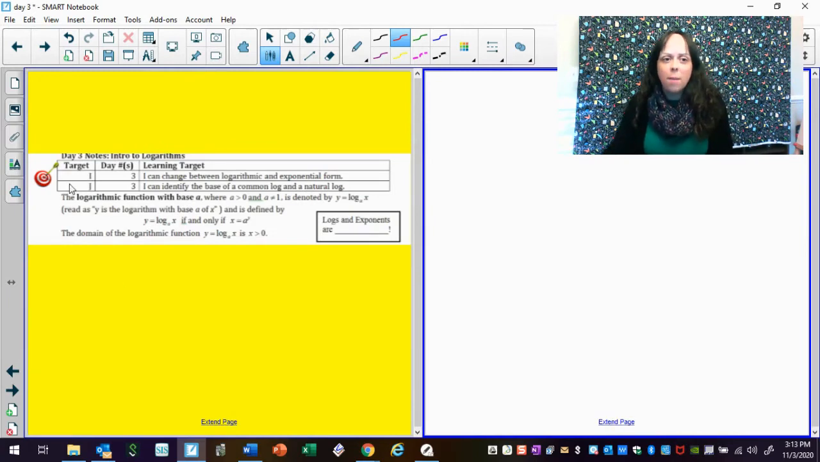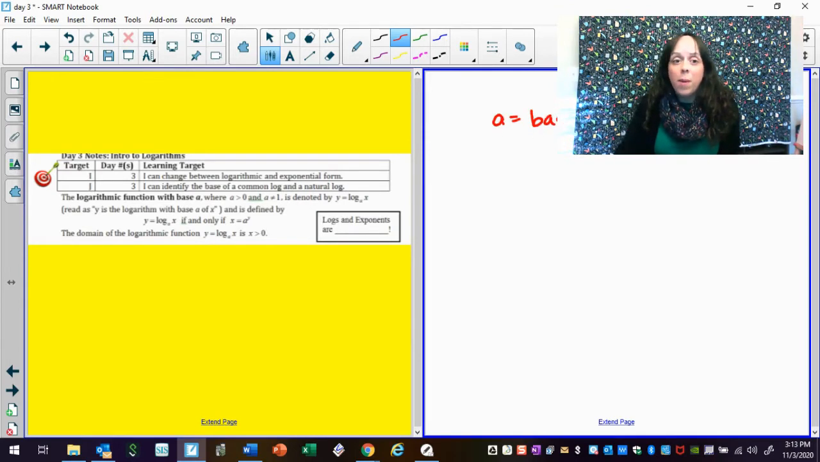As I look at this lengthy, crazy explanation of what you would find in a textbook about what a logarithm is, these are the basic ideas I want you to take away. The logarithm function with base a, where a is greater than 0 and a can't be 1. So a is your base, and your base is always going to be greater than 0, but also never equal to 1 exactly. And the way we usually write it is log base a of x.